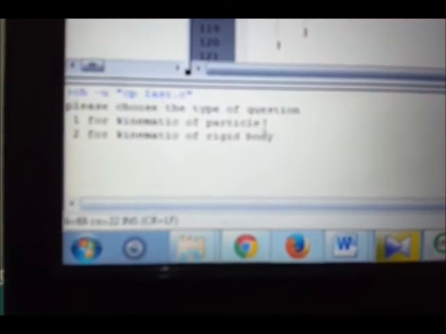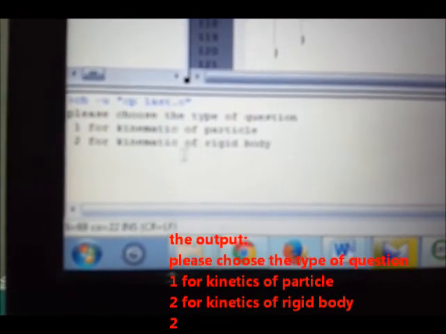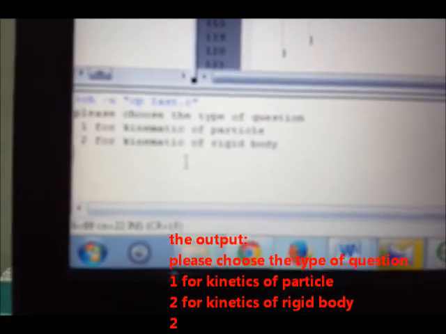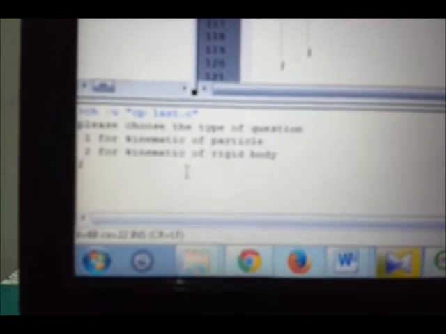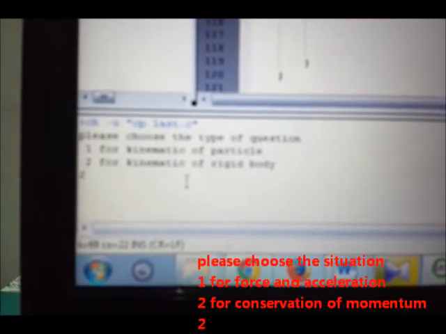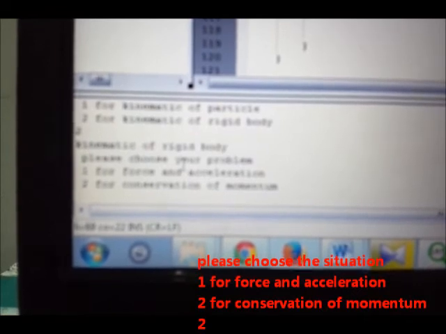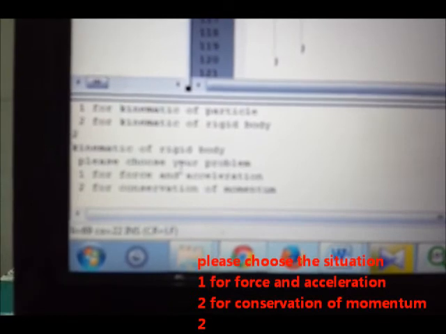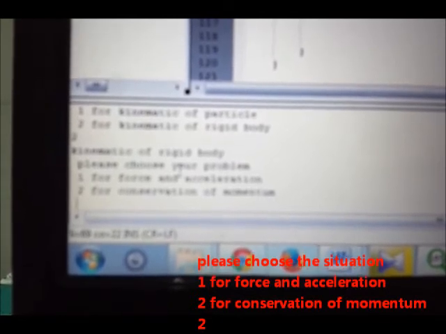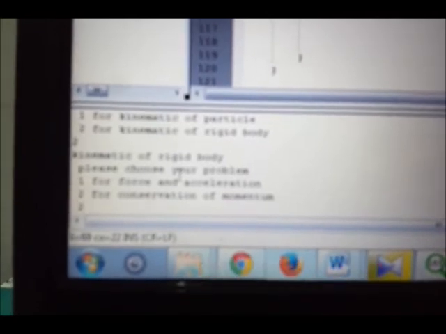The program asks, please choose the type of question. 1 for kinematic of particle and 2 for kinematic of rigid body. We choose 2 for kinematic of rigid body. Enter. And then program asks, please choose your problem. 1 for force and acceleration and 2 for conservation of momentum, and we choose 2 again.